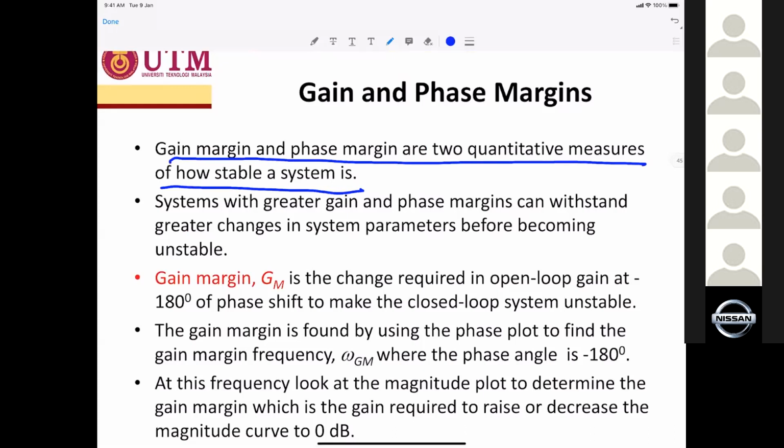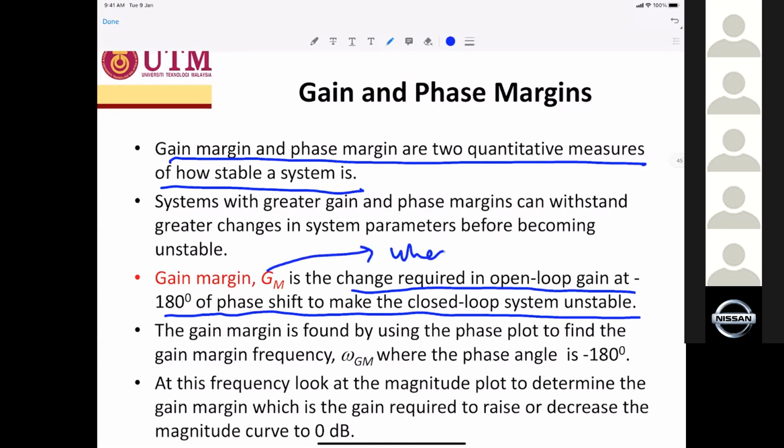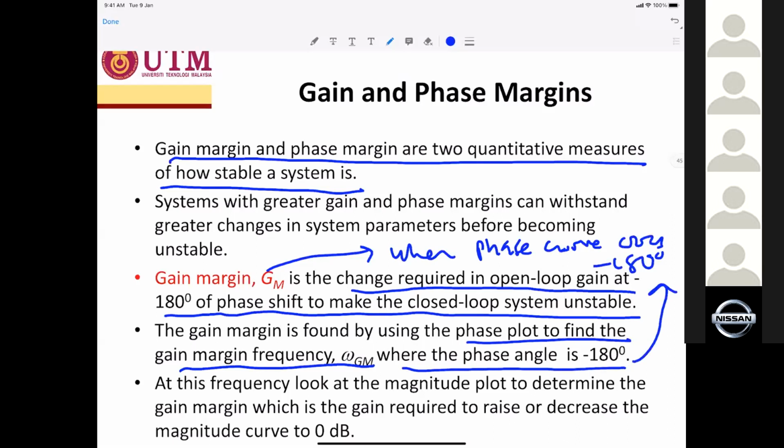So the gain margin, GM, is the change required in open loop gain at 180 degrees phase shift to make the closed loop system unstable. So this occurs when the phase curve crosses minus 180 degrees. So the gain margin is found by using the phase plot to find the gain margin frequency, or omega GM, where the phase angle is minus 180 degrees, as I said before.